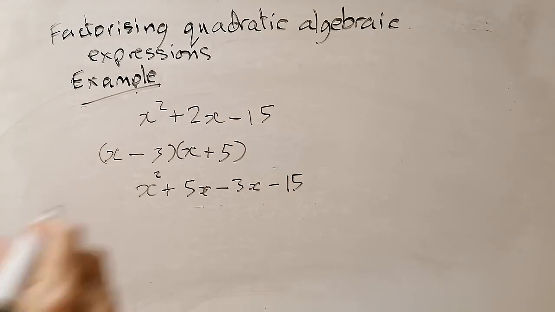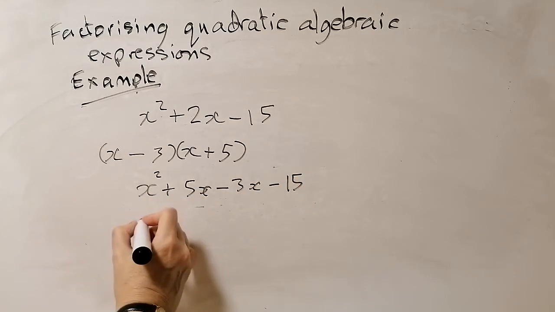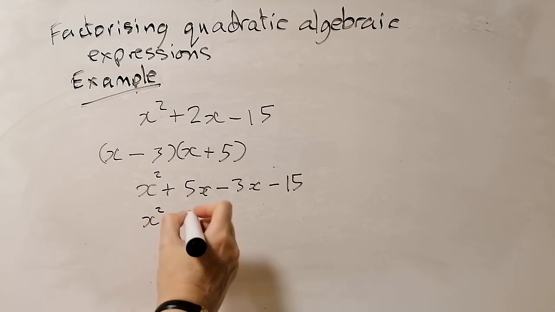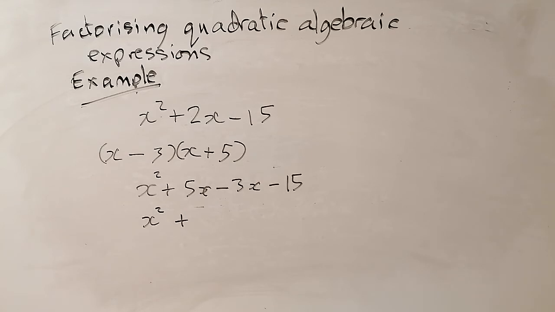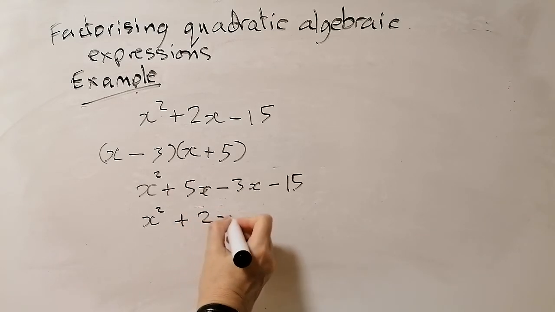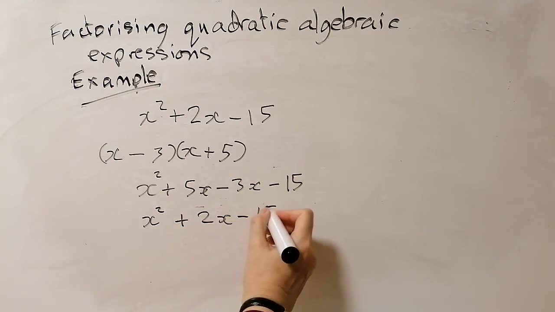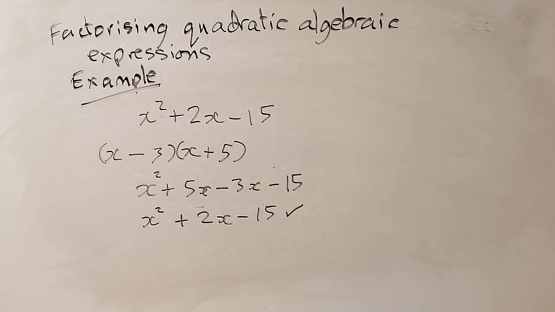Now we're in a position to collect our like terms. Well, we've only got 1x squared term, and then we can say, well, 5x minus 3x. Remember, that's the same as saying 5 lots of x minus 3 lots of x, and that gives us 2 lots of x. And then we've got our minus 15 at the end, and that indeed gives us our expression.